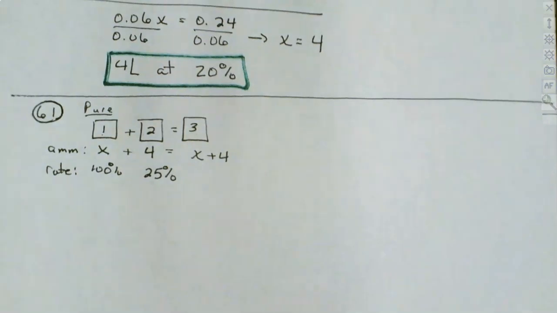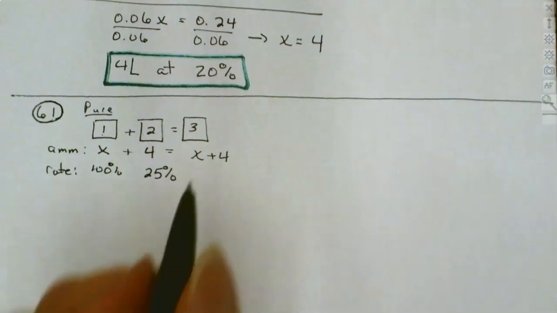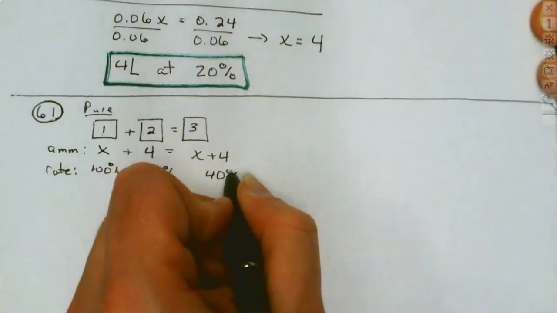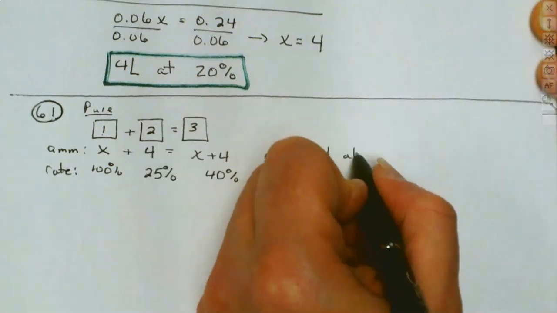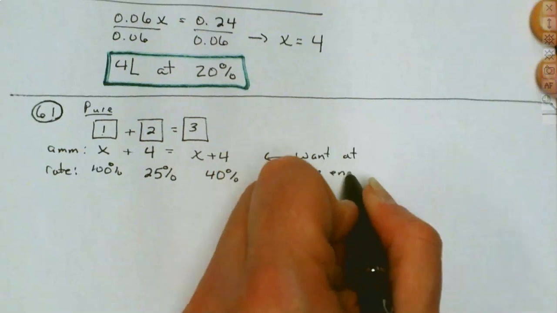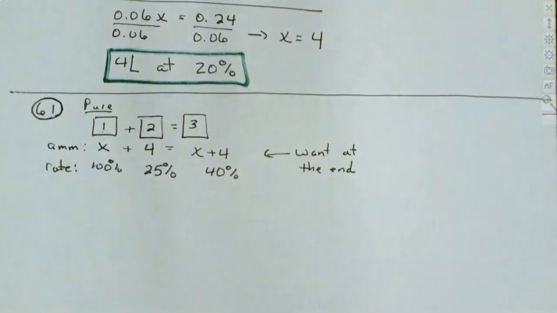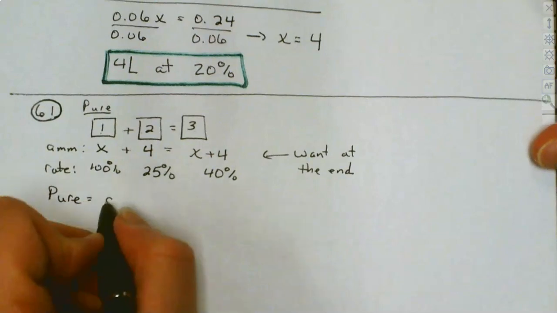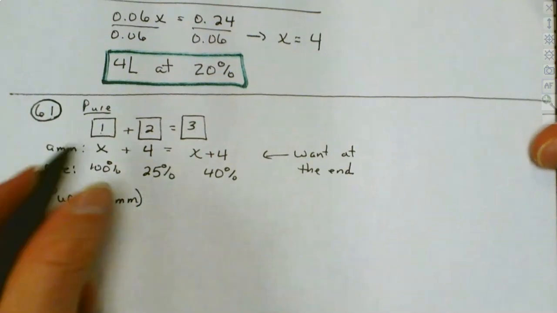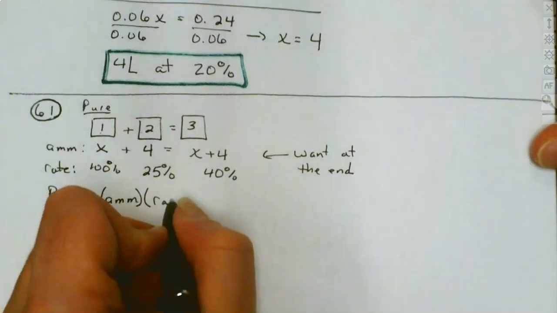And then what concentration do we want? Well, we want to increase this to what? 40%. So remember, this is what we want at the end. So we want to end up with a 40%. So that's why that's going in box 3. Now we're going to compare the pures. And how do you work with the pure? Well, the pure is the amount times the percentage rate.